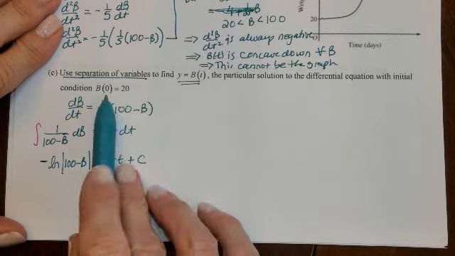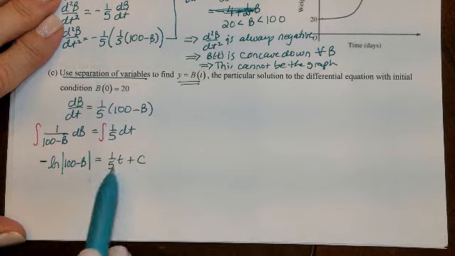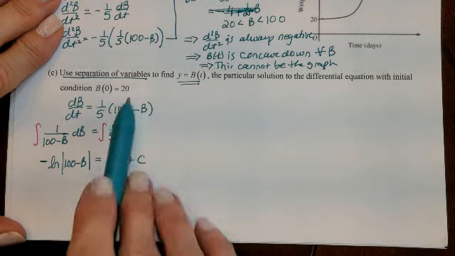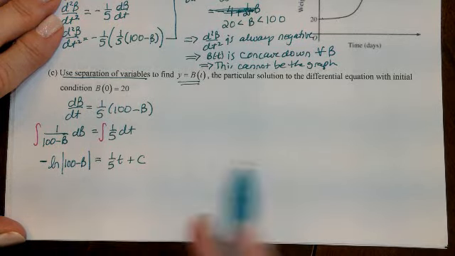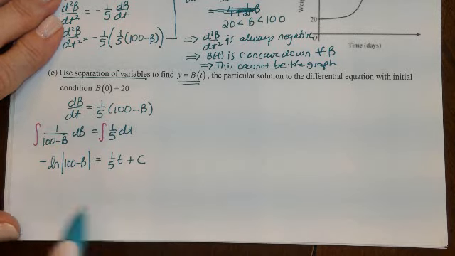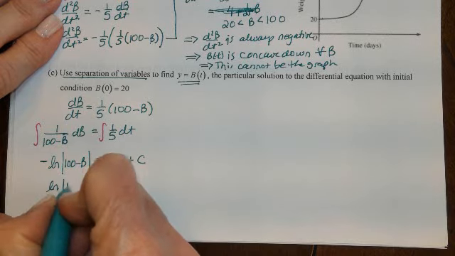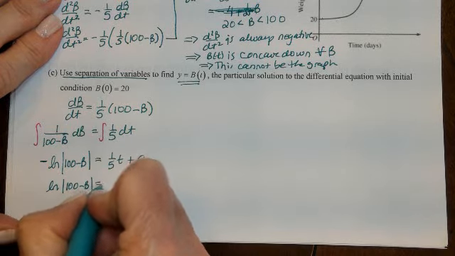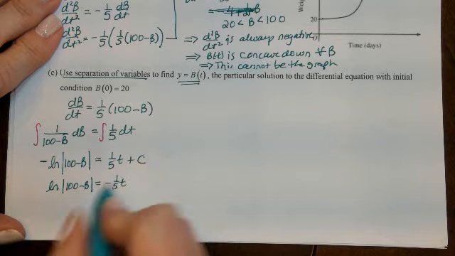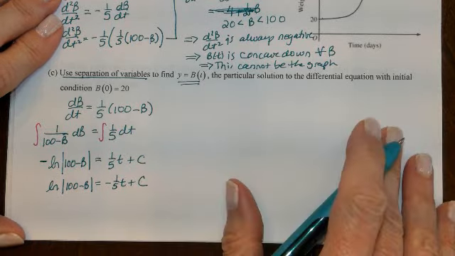Okay, I've integrated, so it makes me go and look at my initial condition. I don't want to put that in yet. I'm going to be left with this natural log for c. I'm going to just not do it quite yet. So I'm going to multiply both sides by a -1. A -1 times c is just another constant, so I'm going to leave that a plus c.